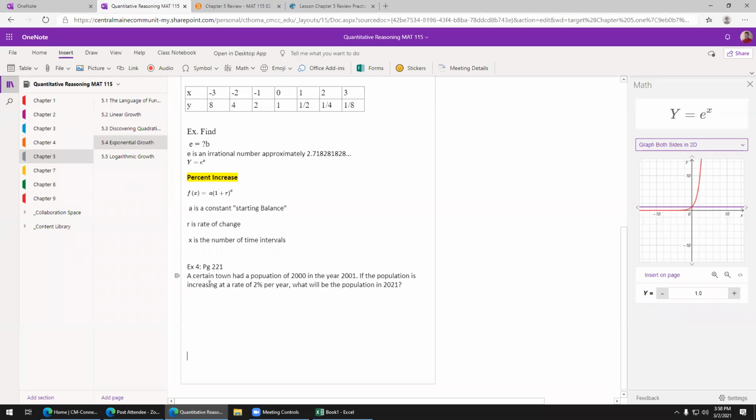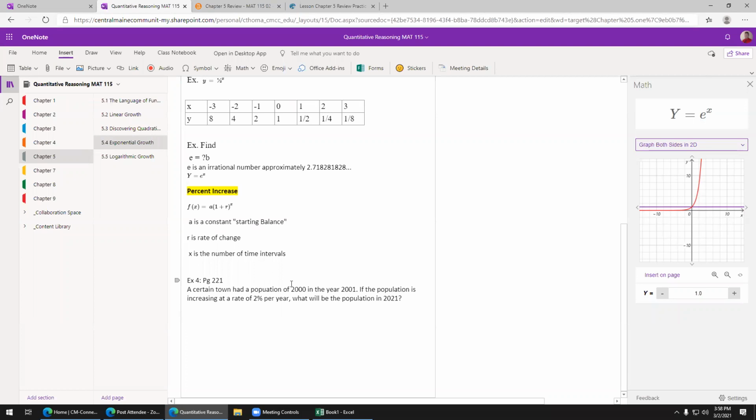So using our little formula above, right? A, there we go. A is equal to our starting value, so that would be a population of 2,000. Our r is 2%. And then remember, we need to turn it into a decimal. So that's 0.02. Remember, divide by 100 to get rid of the percent sign, or move it 2 decimal places.